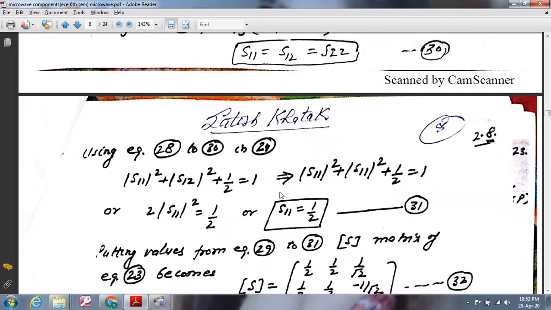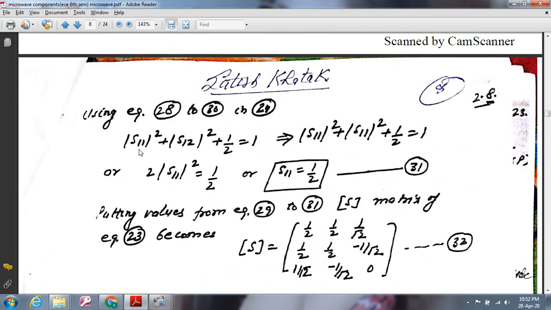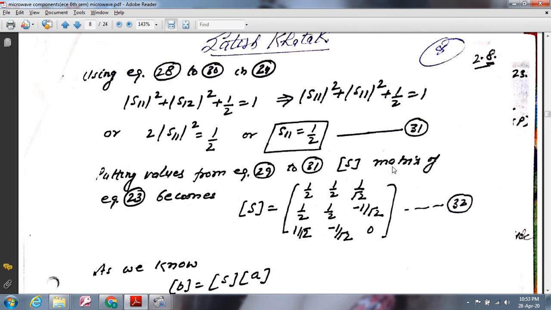From these equations we get S11 square plus S12 square plus 1 by 2 equals 1, and from here we get this equation, and finally we get S11 equals 1 by 2. This is equation number 31.